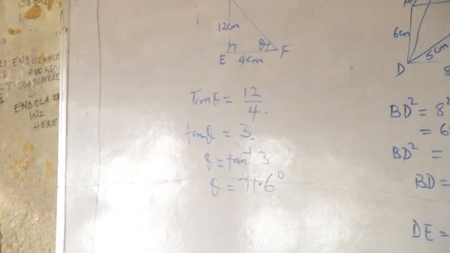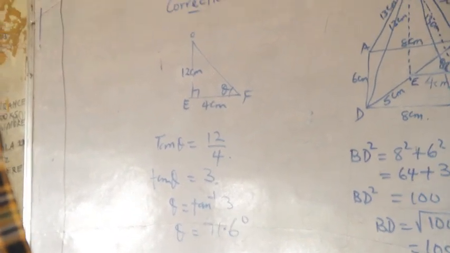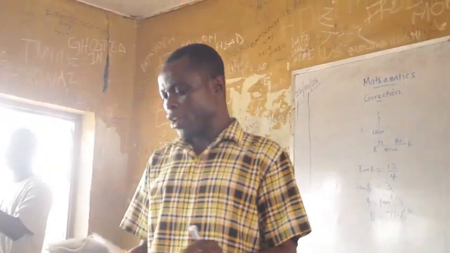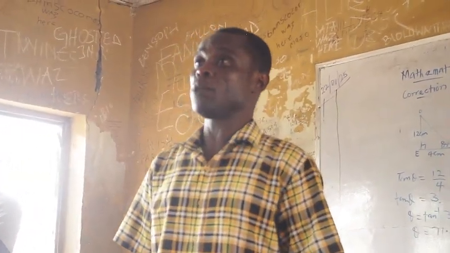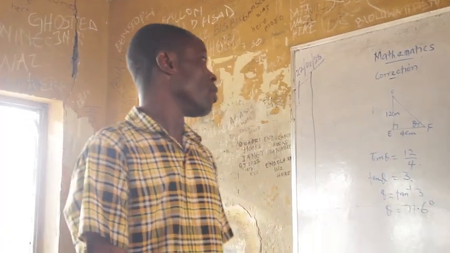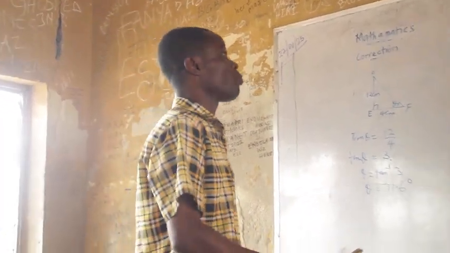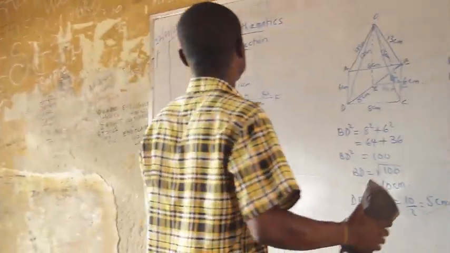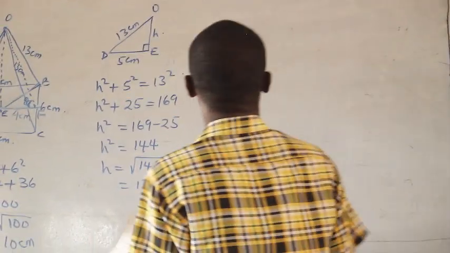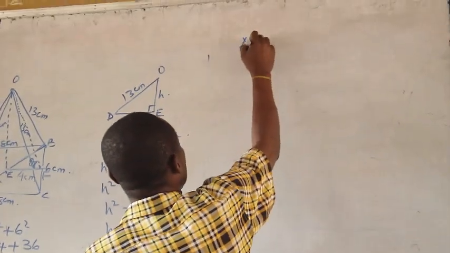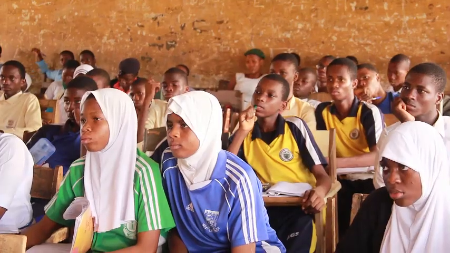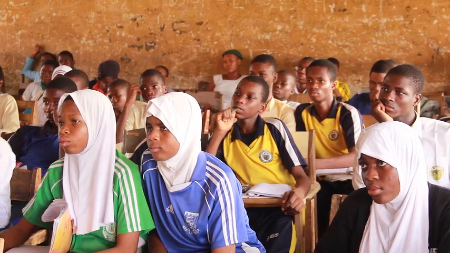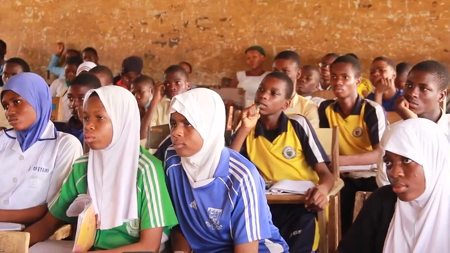Now today, we still want to continue with this topic, mensuration, but this time around, I want to explain area and volume of prism. Prism is different from pyramid. So let me write the topic on the board. Area and volume of prism.